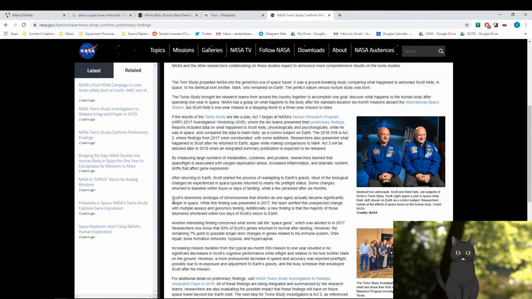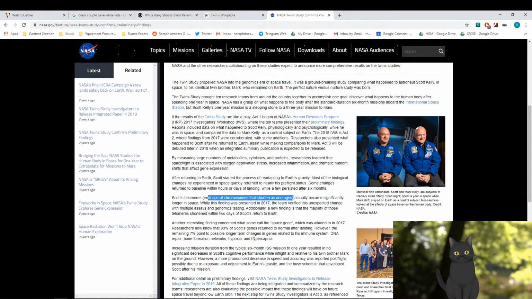You see, Scott's telomeres became significantly longer. The word telomeres is basically some part inside the DNA. The longer the telomeres, the longer you can live accordingly. So they say Scott's telomeres, the end caps of chromosomes that shorten as we age. If you're interested in bio, we'll eventually study that: chromosomes have something called telomeres. The longer the telomeres, basically the more DNA damage can be repaired. So the longer the telomeres, the longer someone's life.